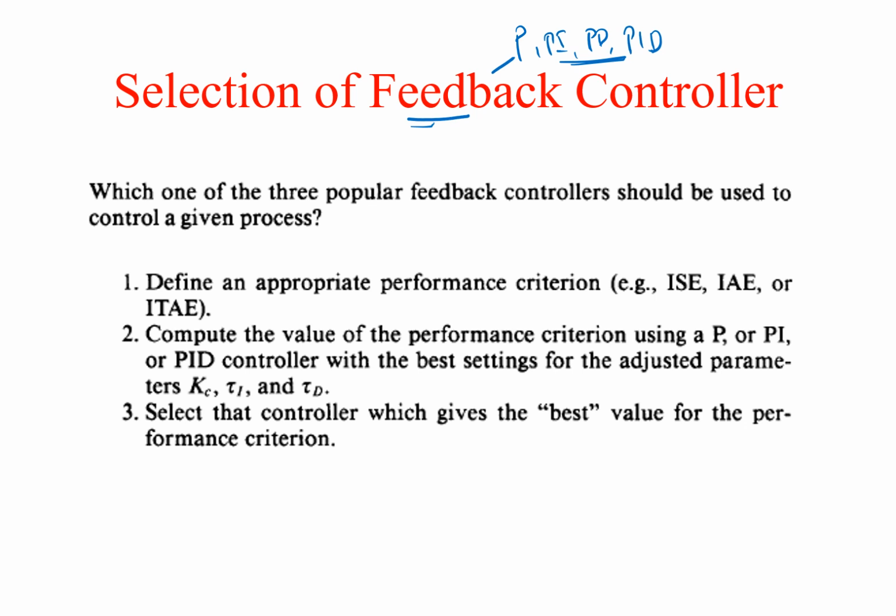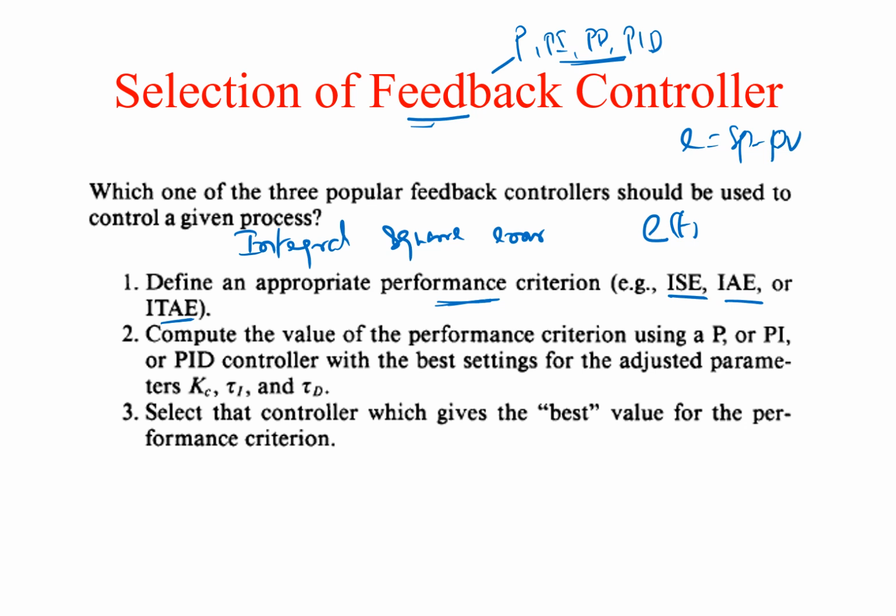So in industry, the common, basic criteria they use to determine the performance is ISE, which is integral square error. So how do we do this? First you have to take the error. We all know that error equals set value minus process variable or current value. So the error is in terms of time, so that has to be squared and then taken as an integral. So this is called ISE.